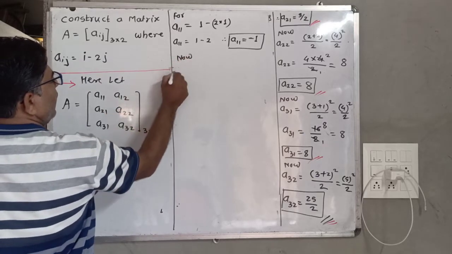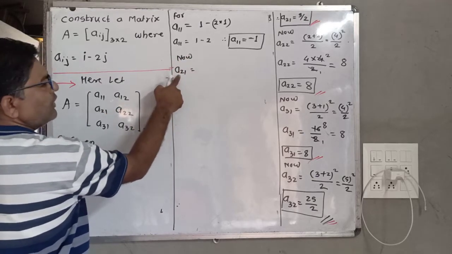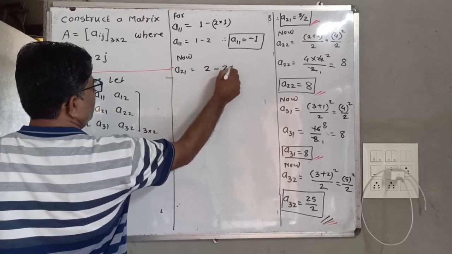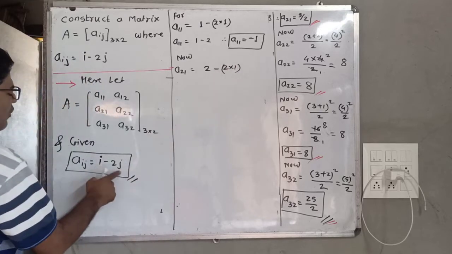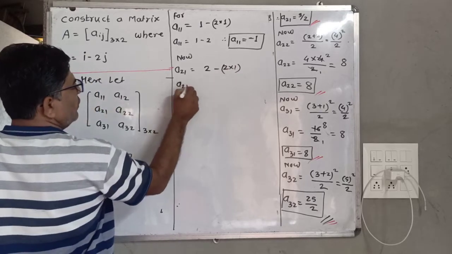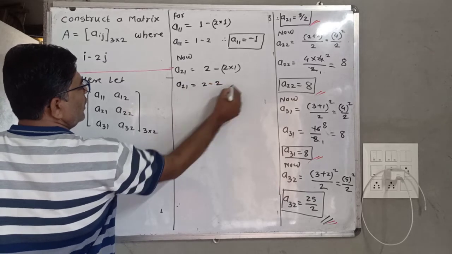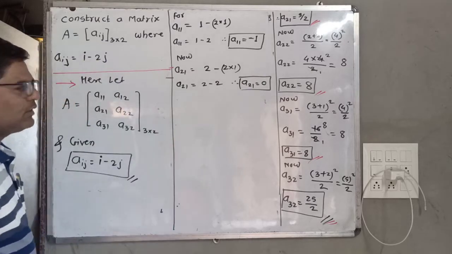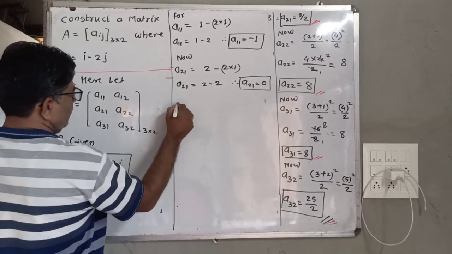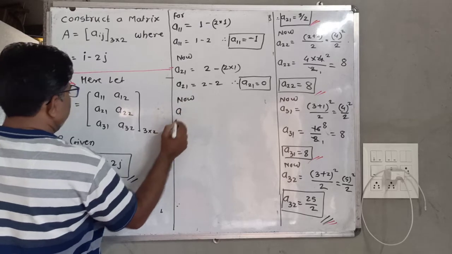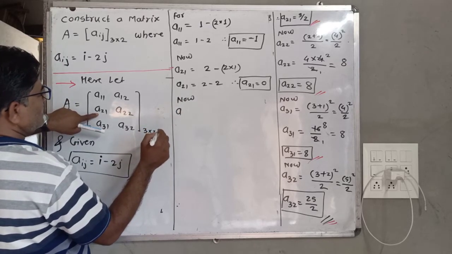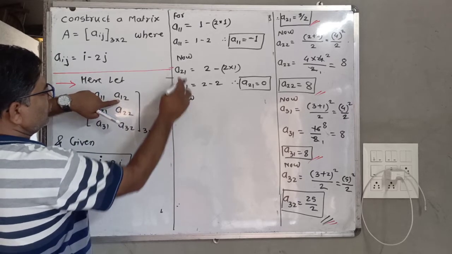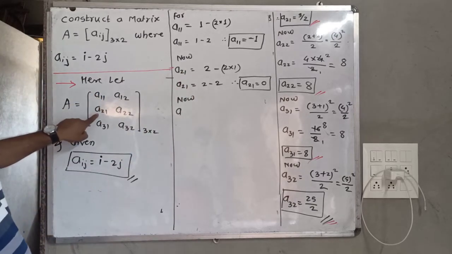Now A21 equal to, the value of I is 2, j is 1. 2 minus 2 multiplied by 1. Just put down the value of I and j. A21, 2 minus 2. Therefore A21 equals 0. 2 minus 2 is nothing but 0. Okay, that is your A21.